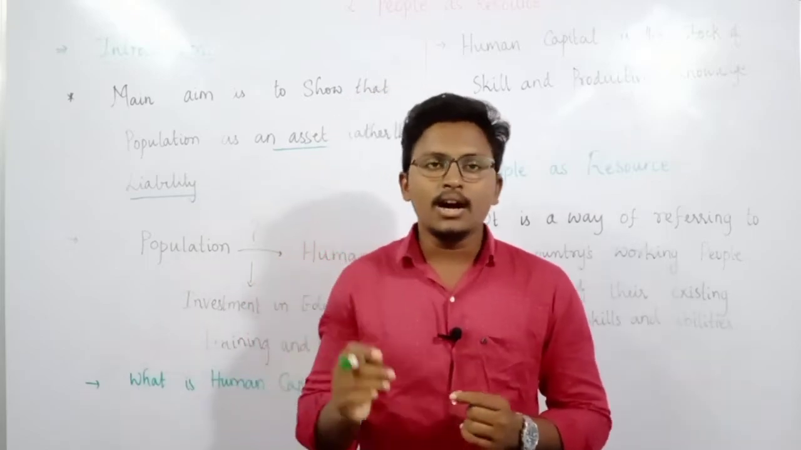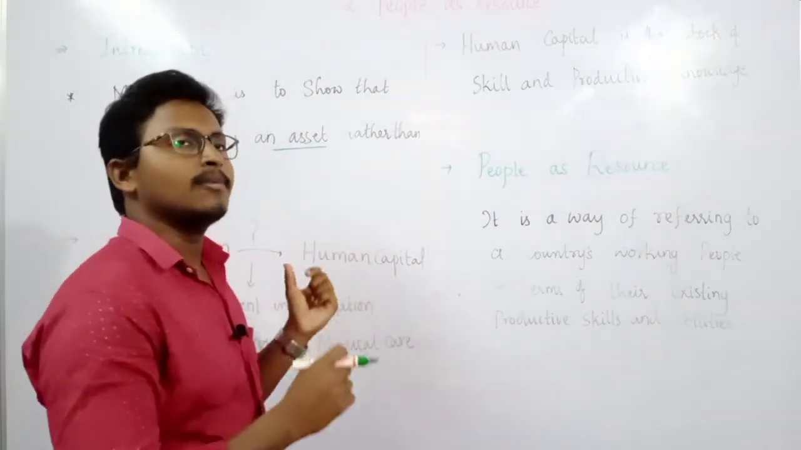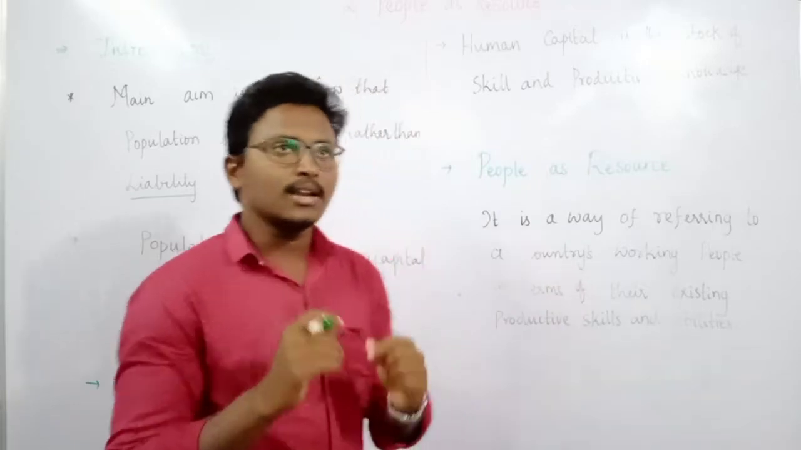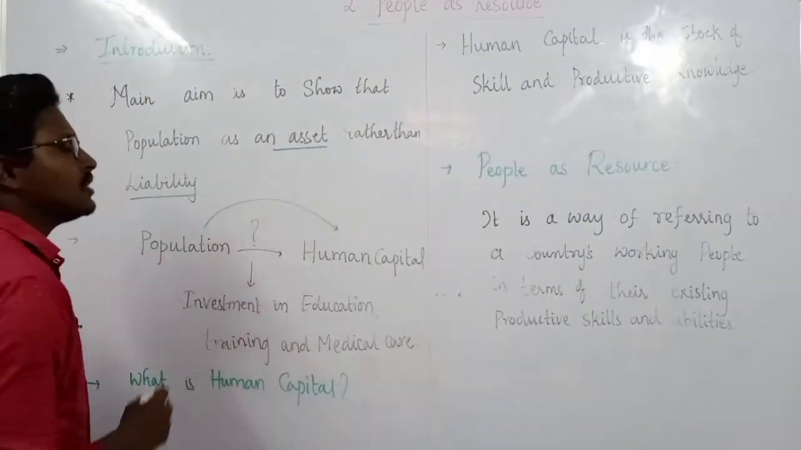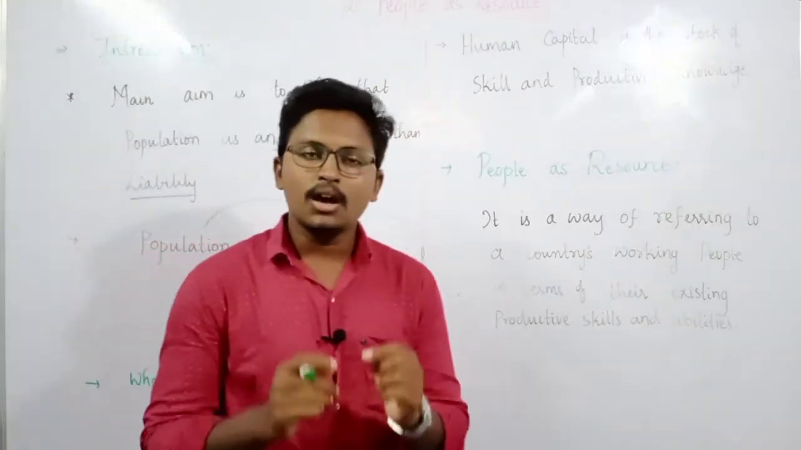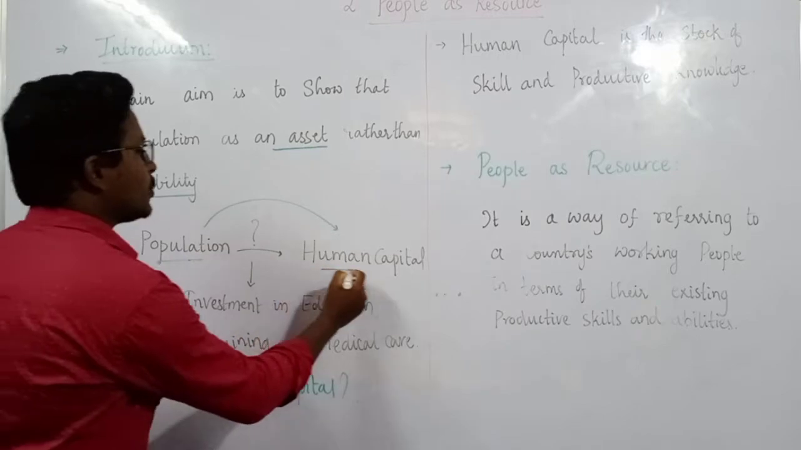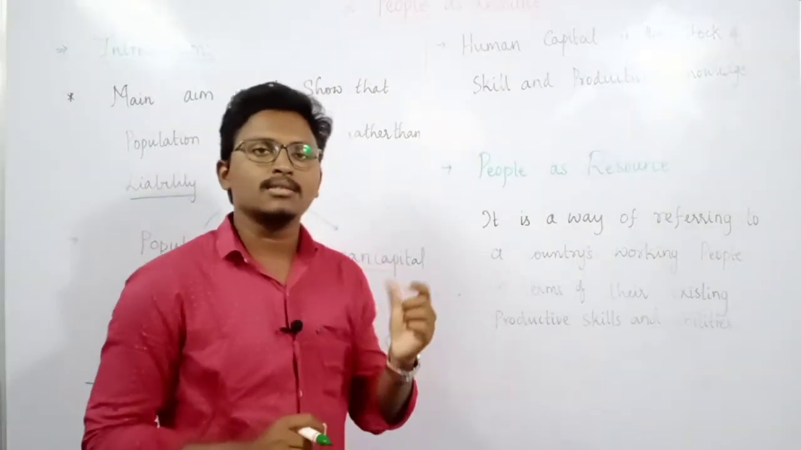Then how can we show a population as an asset rather than a liability, how can we convert them into a useful asset? We can convert them by changing the population into something known as human capital. That means how human capital comes, how a normal person can become human capital, or what is this human capital. So we will discuss all these things now.